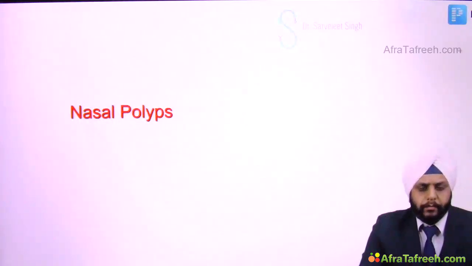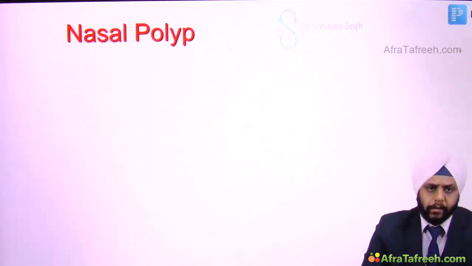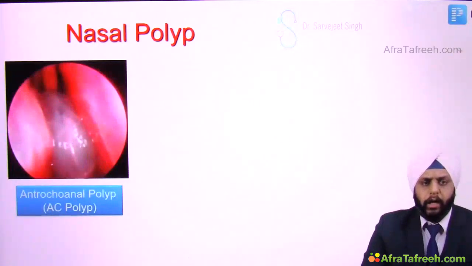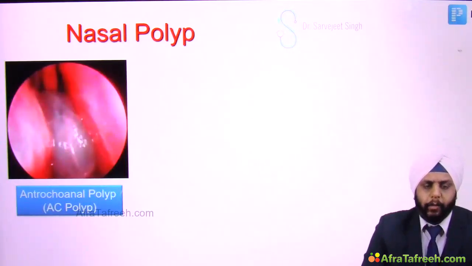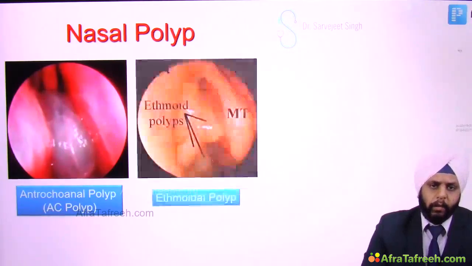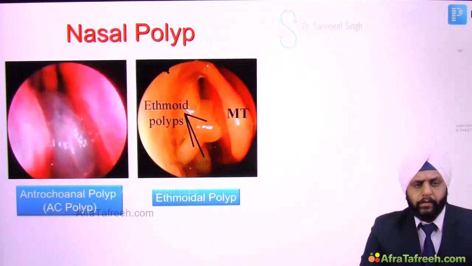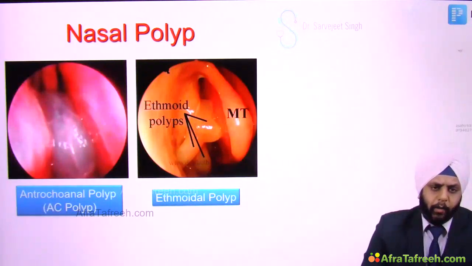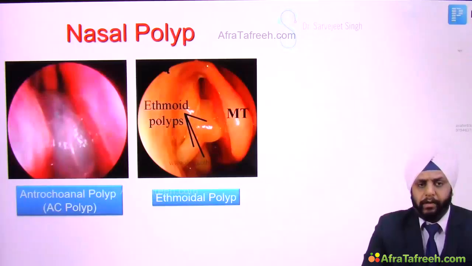Hello friends. So the next topic that we have to discuss is the nasal polyps. Now there are two types of nasal polyps that we have to mainly discuss. Number one is the enterochoanal polyp, which we also call AC polyp. And number two are the ethmoidal polyps. So let us discuss what are enterochoanal polyp and ethmoidal polyp and what is the difference between them.